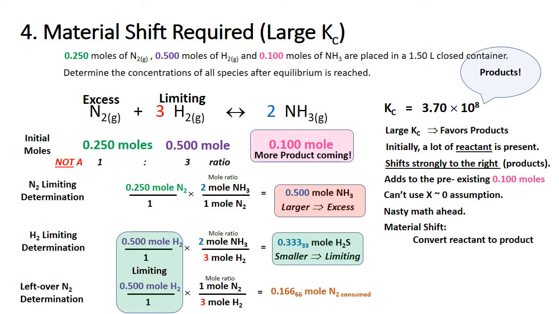Okay? What we're also interested in, though, is how much of the nitrogen will be left over, because those nitrogens left over will be part of an initial concentration in our equilibrium problem. So to determine the amount that's left over is quite easy, actually. All you need is the initial number of moles of nitrogen that we had. We subtract that which we've already determined is going to be consumed, and then we determine that 0.083 moles of nitrogen are going to be left over after the material shift.